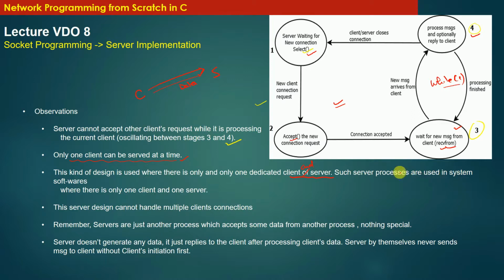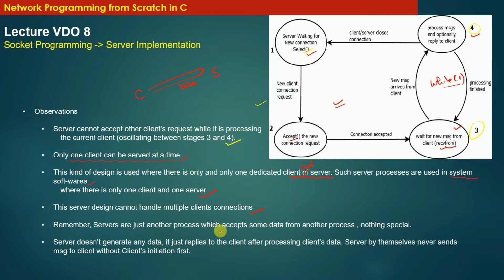Such server processes are used in system softwares where there is only one client and one server. System softwares are those softwares which are meant to run only on one machine. This server design cannot handle multiple client connections.